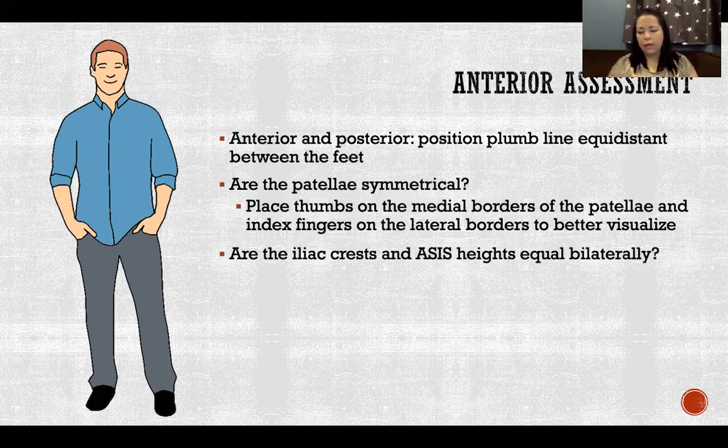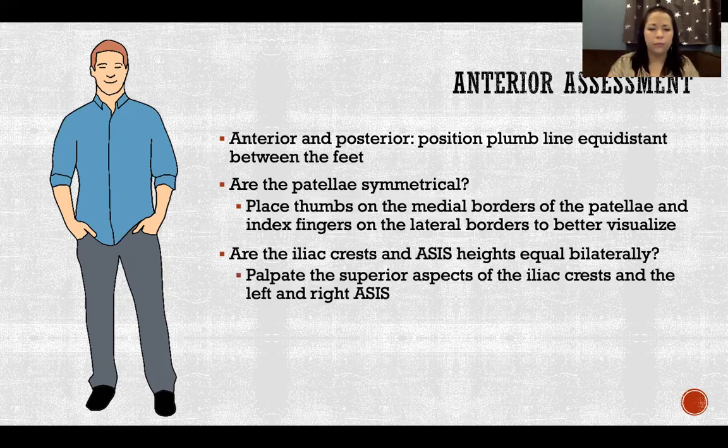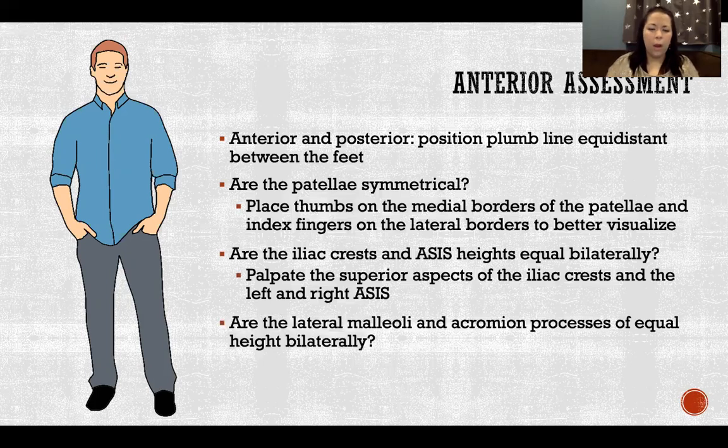Then you want to look at the iliac crests and the ASIS heights. So both the height of the iliac crest and the ASIS, and you can mark those with stickers and palpate and see, are they equal on left and right? Is one side higher than the other? Does it look like one is more anterior than the other side? Are the lateral malleoli of the ankles, the prominent bumps in the ankles, and the acromion processes up in the shoulders equal height and in the same position left and right?